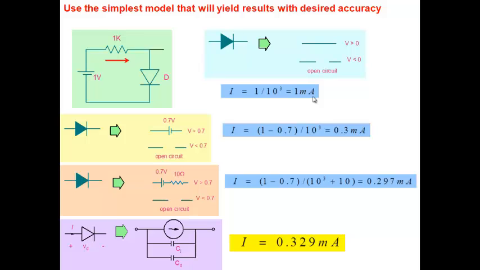A different example, of course, will tell you the necessity of a more accurate model here. So when I went from 10 volt to 1 volt here, now you can see the error. This predicts 1 milliampere, the others 0.3 here, 0.297 and 0.329. Of course, now this is grossly inadequate. It predicts totally wrong values here. Okay.